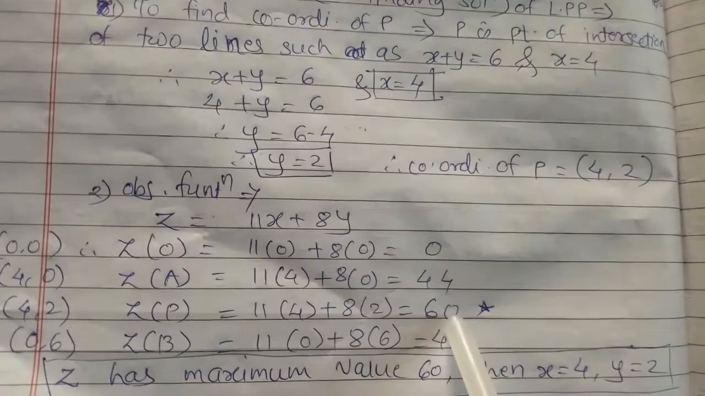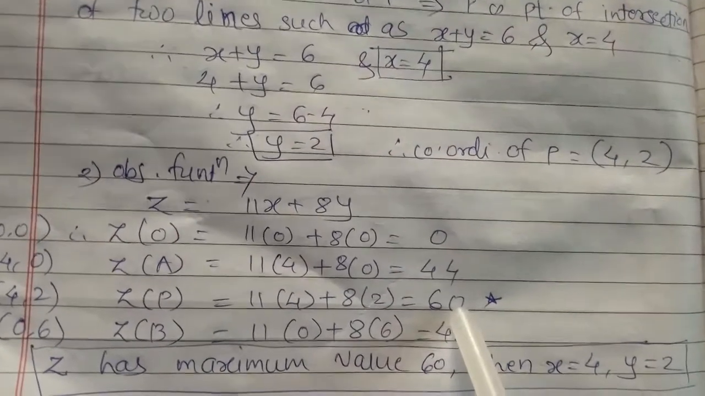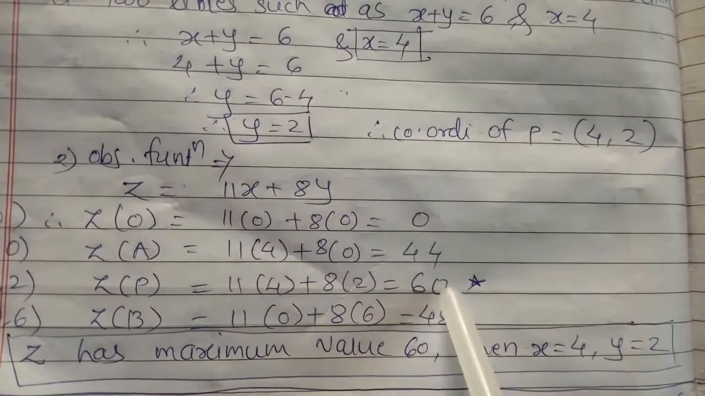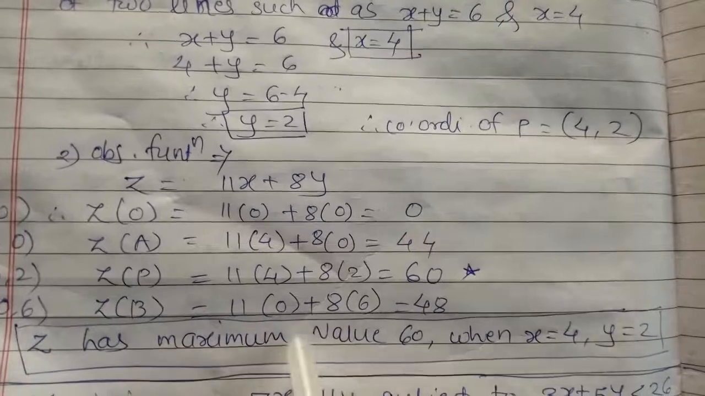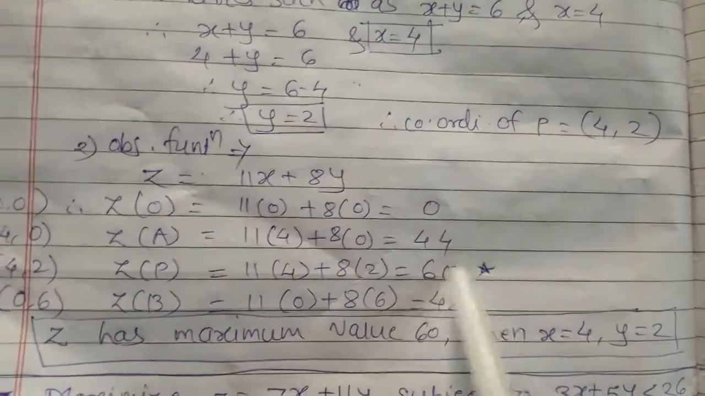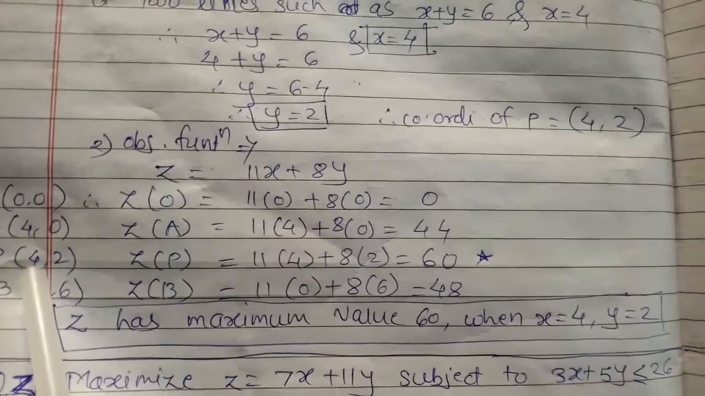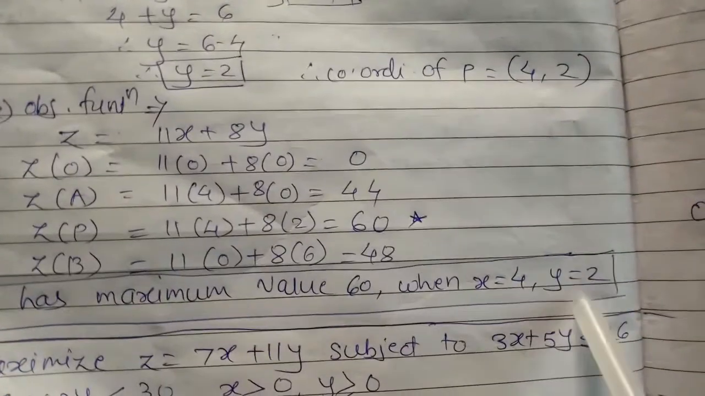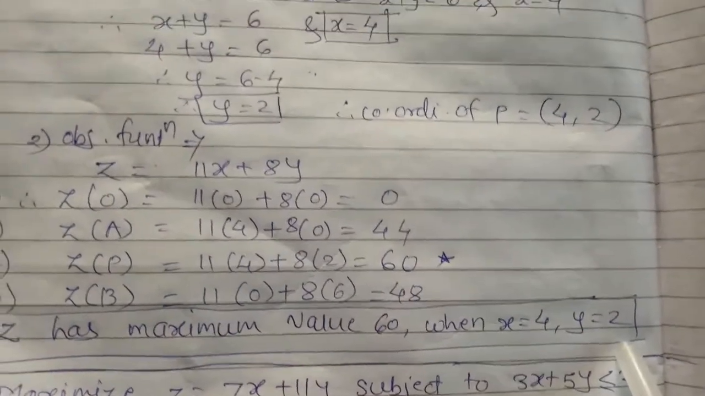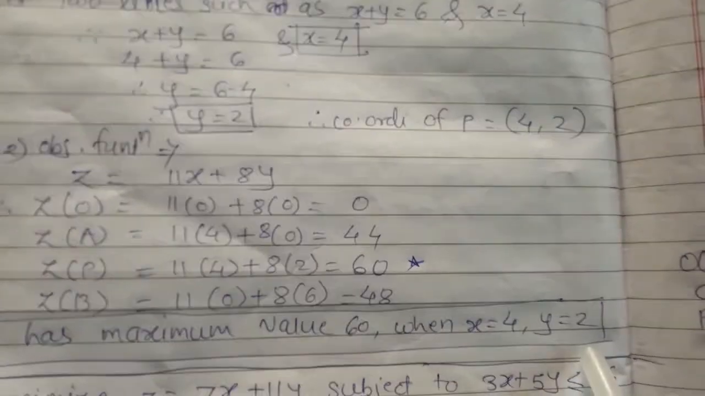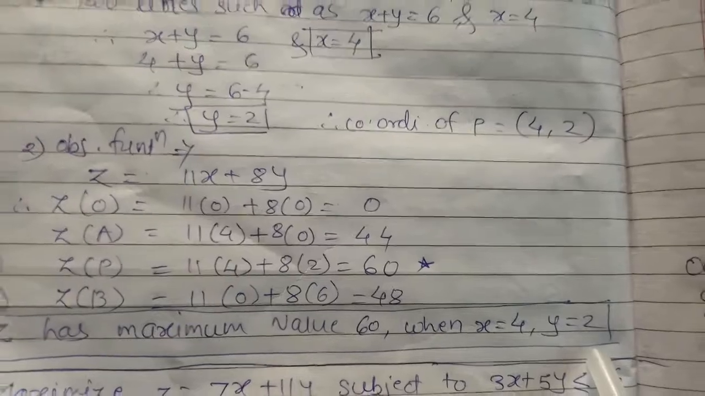So out of these four values, that is 0, 44, 60 and 48, the maximum value is 60, because in the example you have been asked to maximize. So here we have to find out the maximum value. So 60 is the maximum value. So Z has the maximum value 60 at which point? At point P, having coordinates x equals 4 and y equals 2. So this is the solution of this inequation: x equals 4 and y equals 2.